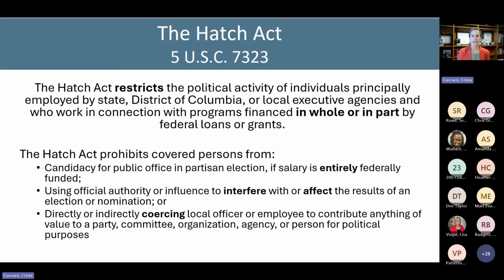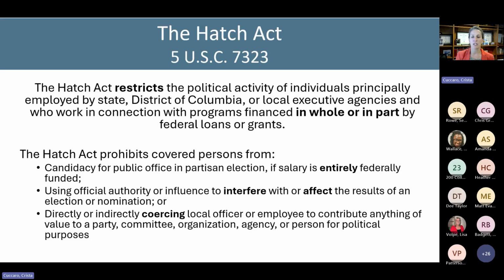Then we have the Hatch Act. The Hatch Act restricts the political activity of individuals principally employed by states, the District of Columbia, or local agencies, and who work in connection with programs financed in whole or part by federal loans or grants. So the Hatch Act prevents folks from running for office in a partisan election if their salary is entirely federally funded. And my guess is that's probably not going to be the case for most folks.